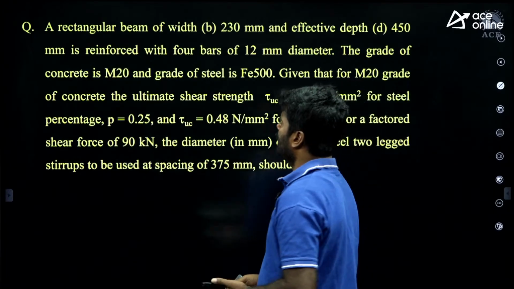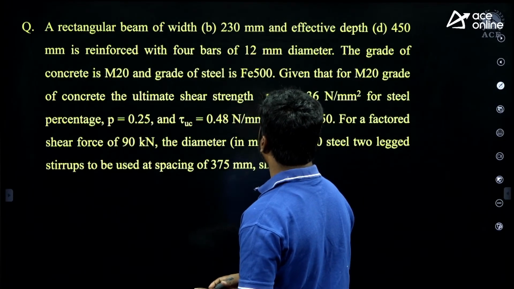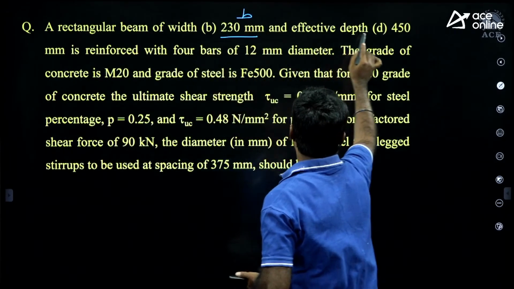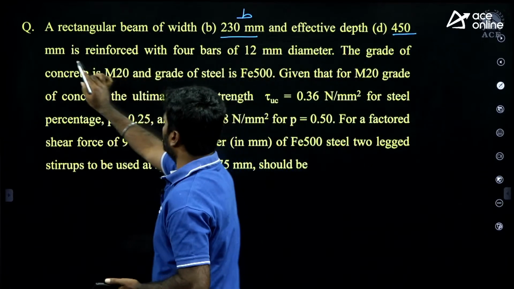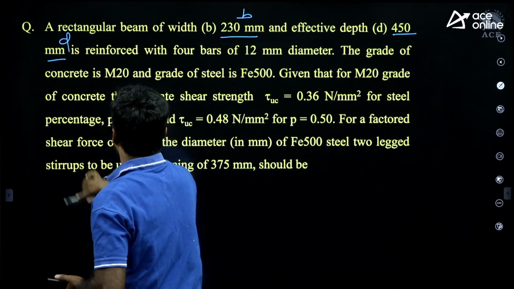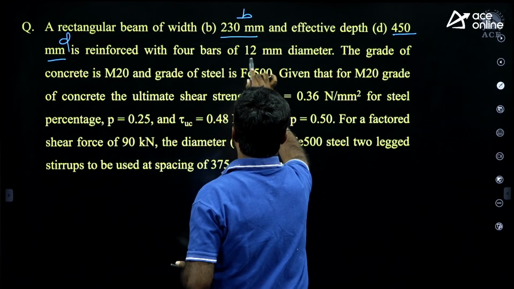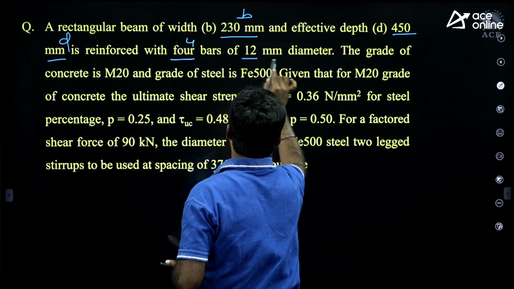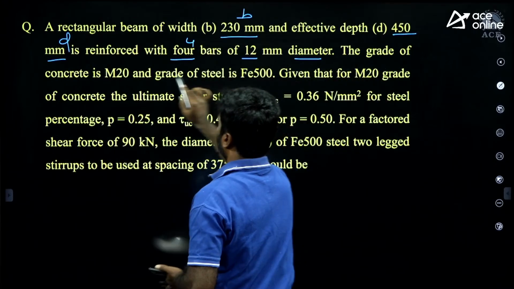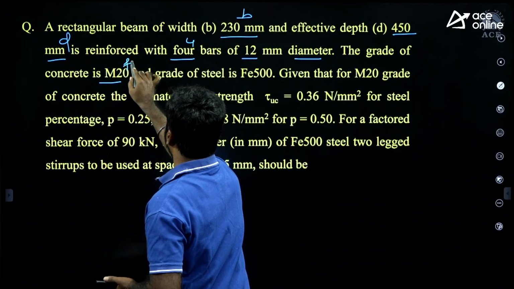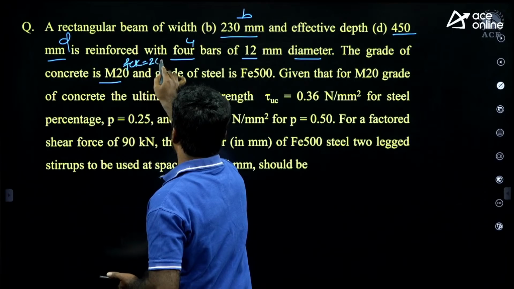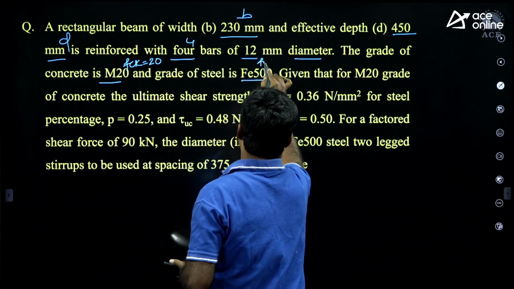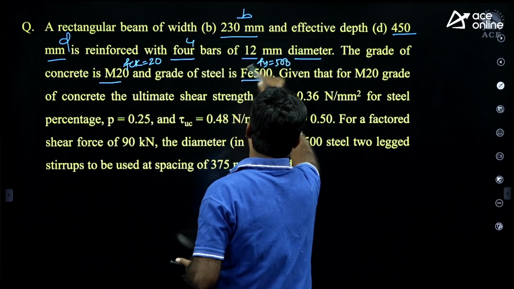Come on. A rectangular beam of width B is 230 mm. The effective depth is 450 mm. It is the effective depth. It is reinforced with 4 bars of 12 mm diameter. The grade of concrete is M20, so fck equals 20. And the grade of steel is Fe 500, so fy equals 500.